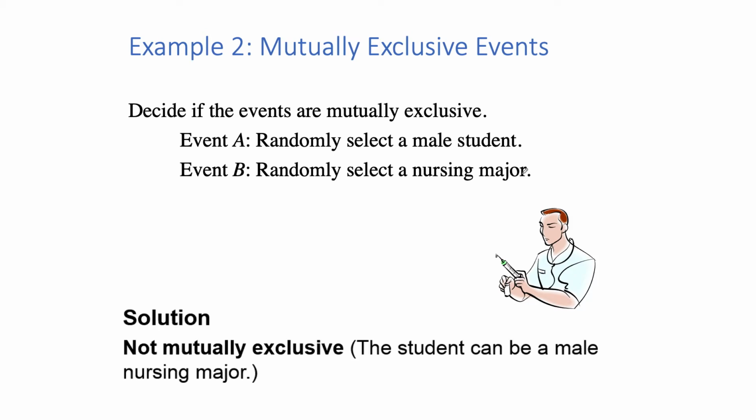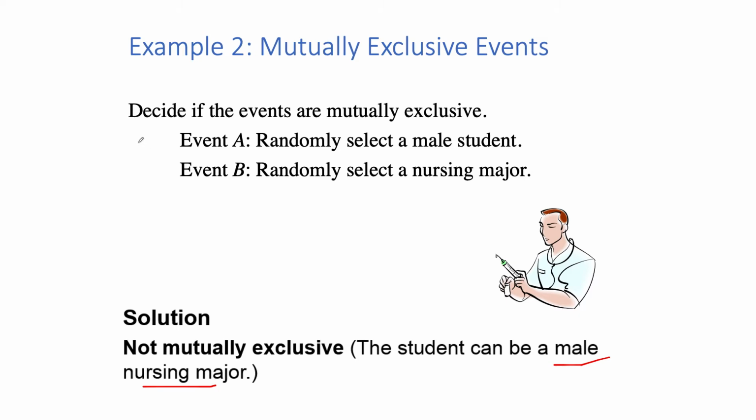And that can be done. You can find a student who is a male nursing major, and this student is going to satisfy the conditions of both events. It satisfies the conditions of event A, the fact that the student is male, but it also satisfies the conditions of event B at the same time, the fact that they're a nursing major. So these two events are not mutually exclusive. Both of these events can happen at the same time.